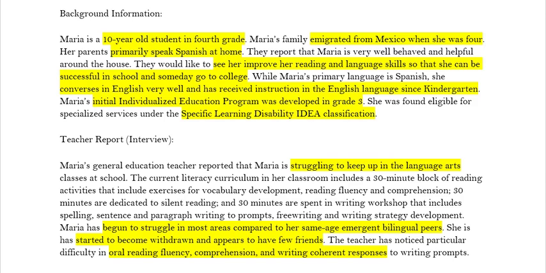We have specific areas flagged by the teacher as a concern related to language arts: oral reading fluency, comprehension, and then writing coherent responses. Now, we'd want to probe in real life and ask the teacher, in this case we'll have to imagine, what does it mean writing coherent responses? Are the written responses that she produces just really poorly organized, difficult to follow, almost nonsensical? Or do they lack cohesion? Like maybe she's not making it clear the antecedent that a pronoun refers to.